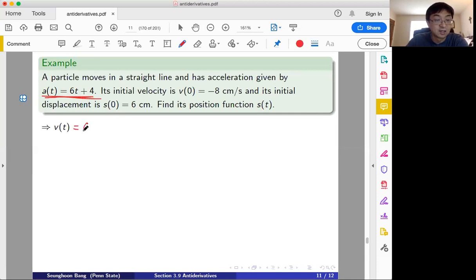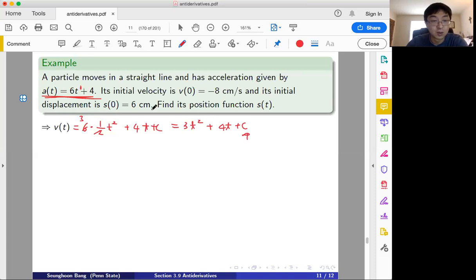So what's that? 6 times t to the power 1, antiderivative is 1 over 2 t squared, plus the second one, 4 times t, plus c. The 2 is crossed out, only 3t squared plus 4t plus c. How can you find c?